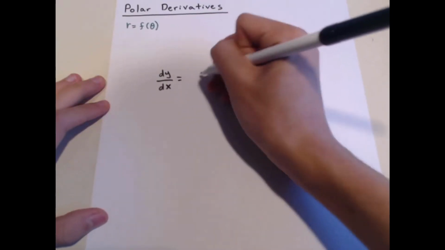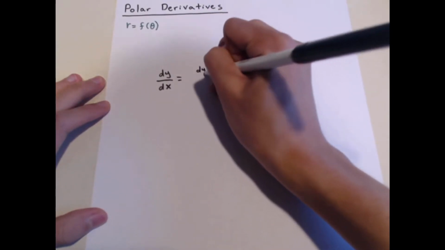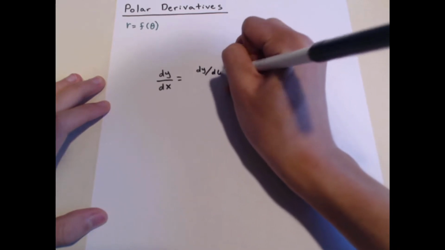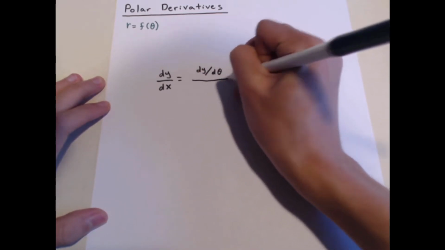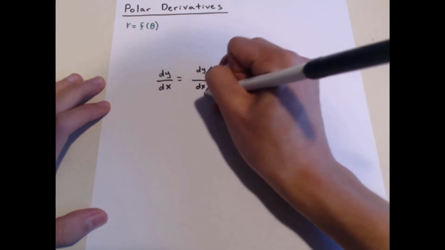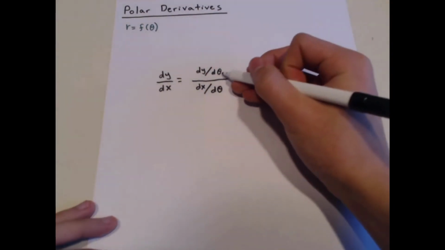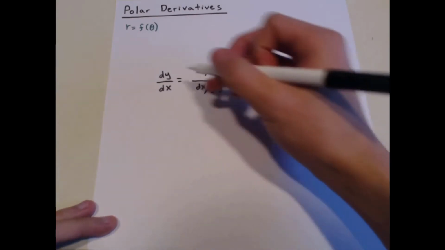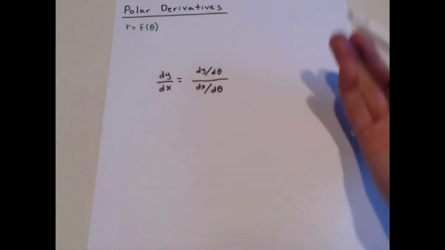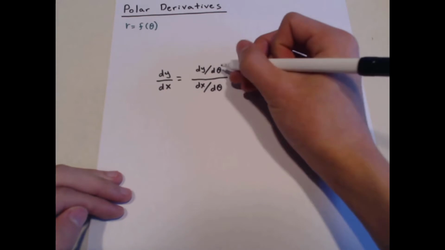Well, it's actually pretty simple. We can rewrite dy over dx as dy over d theta over dx over d theta, right? Because the only thing we're really doing here is just dividing by d theta on both the top and the bottom. That doesn't really change anything. But what's dy over d theta?